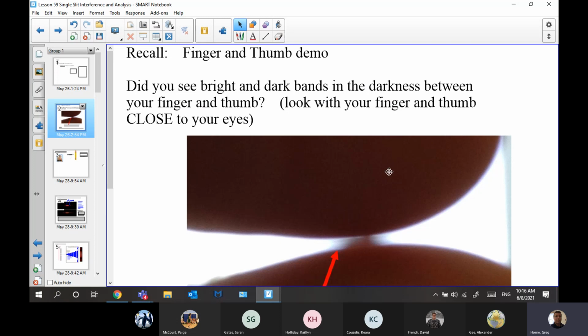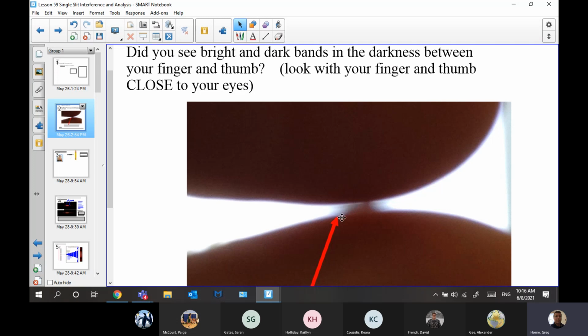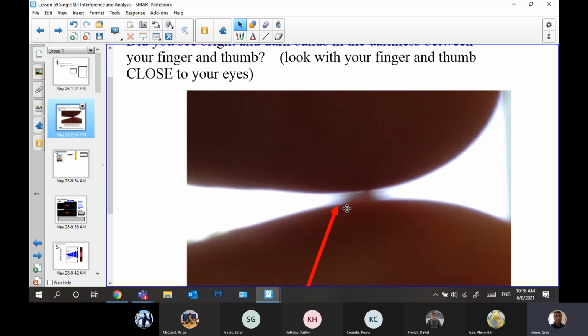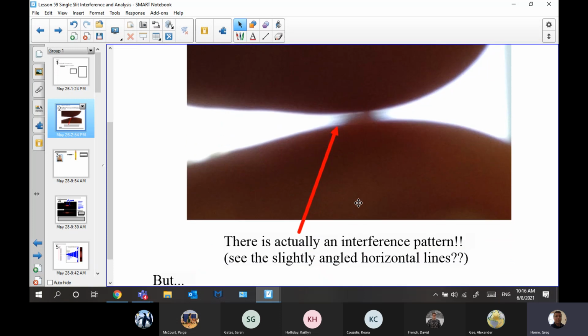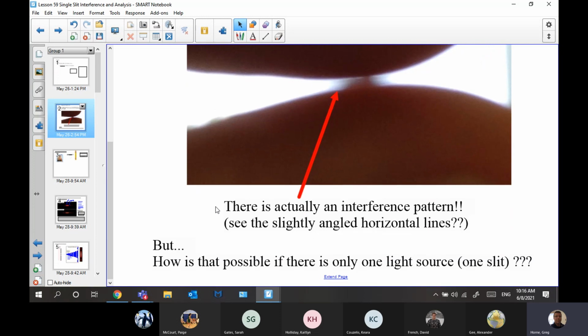As we looked at before, when we look at our finger and our thumb super close together with a light in the background, and if you hold your finger and thumb super close to your eyes, it's even better, you can actually see diffraction there. We saw the darkness grow between your finger and thumb before you're actually touching. And if you look super close at the details, you can see an interference pattern, a bunch of lines parallel to the surfaces of your finger and thumb. So the question we're starting to look at now is, why would there be an interference pattern if there's only one slit?